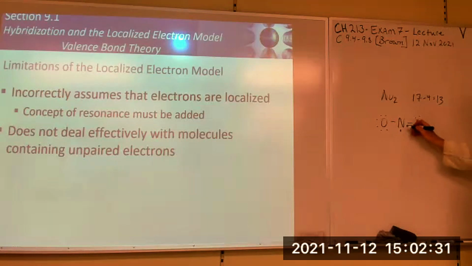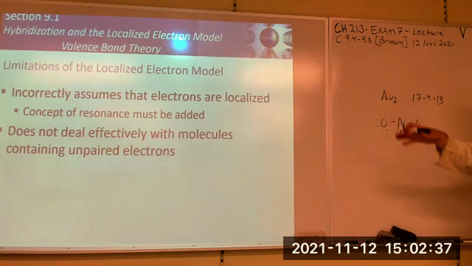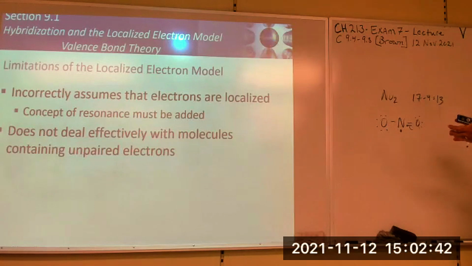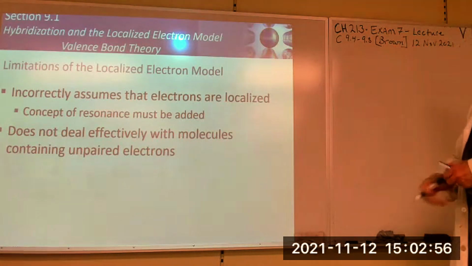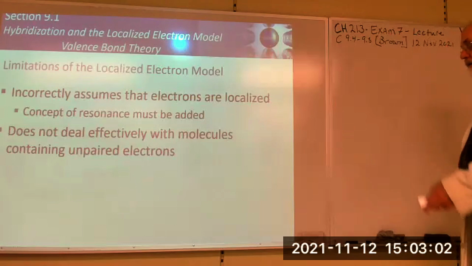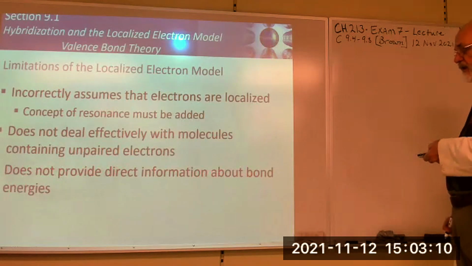We'll make an octet. But this unpaired electron doesn't fit well into our model. We might want to say that that's trigonal planar. And based on what we've got available to us, that's the best we can do. But it really is not an adequate explanation for that example of a free radical. An unpaired electron is a free radical. And the model doesn't provide direct information about bond energies.